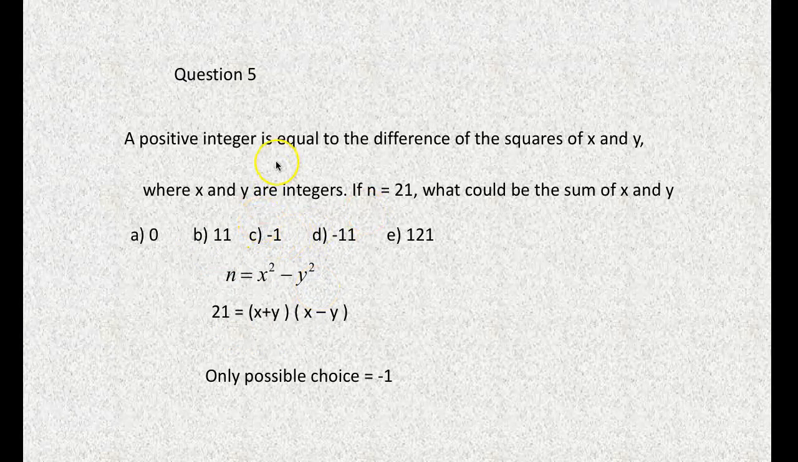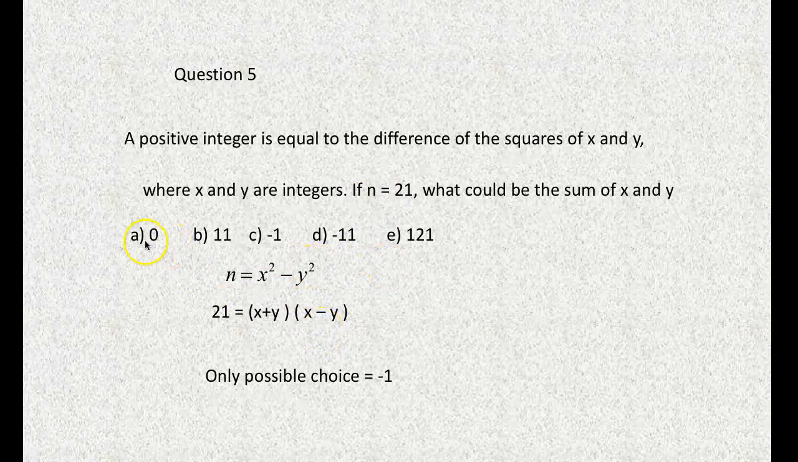Another question on algebra. A positive integer is equal to the difference of the squares of x and y, where x and y are integers. If n equal to 21, what could be the sum of x and y? Now let n be the positive integer. If n is equal to the difference of the squares of x and y, n would be x squared minus y squared. So 21 would be x plus y into x minus y.